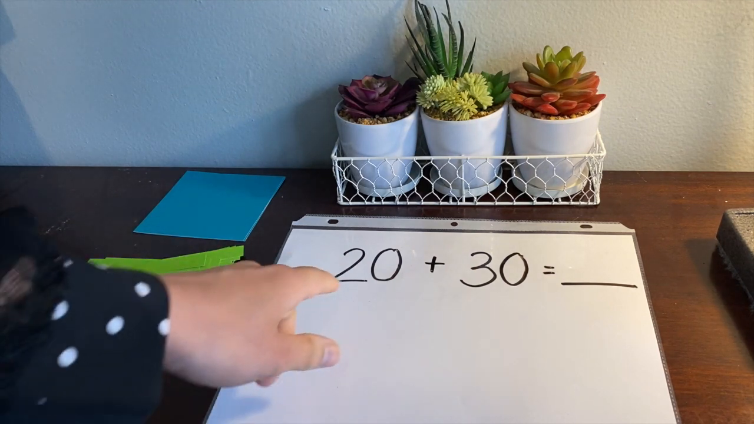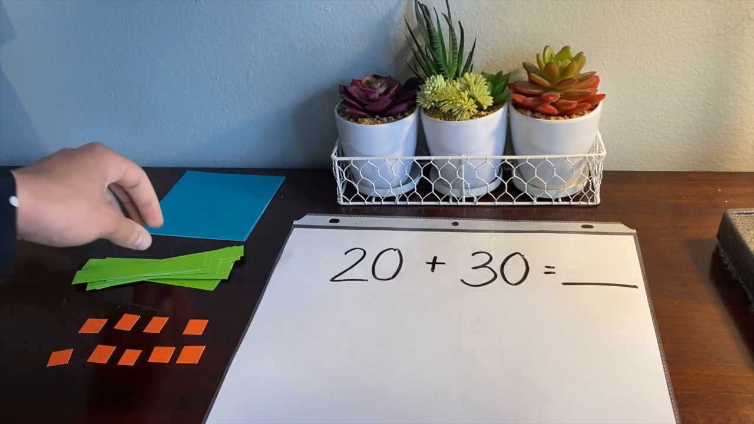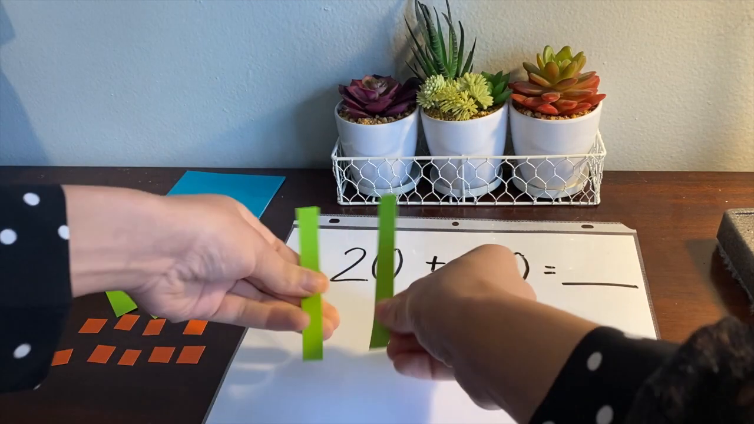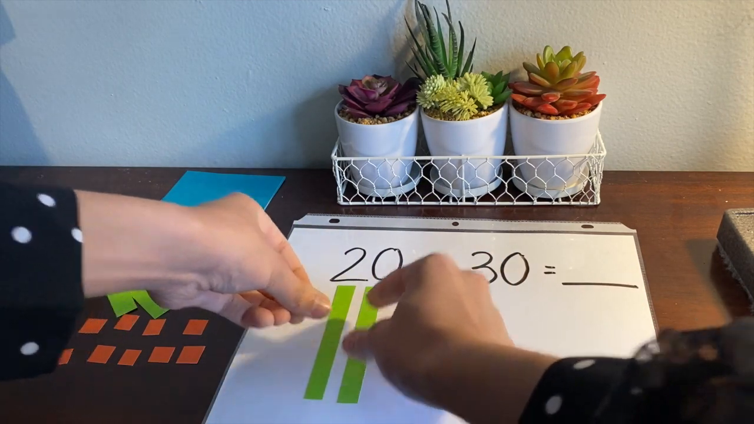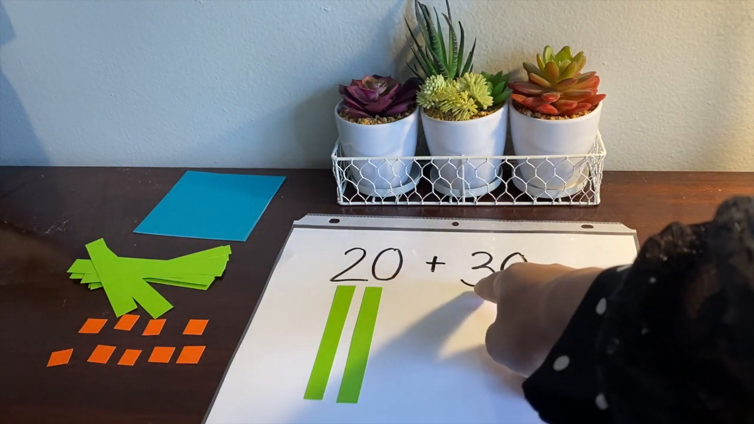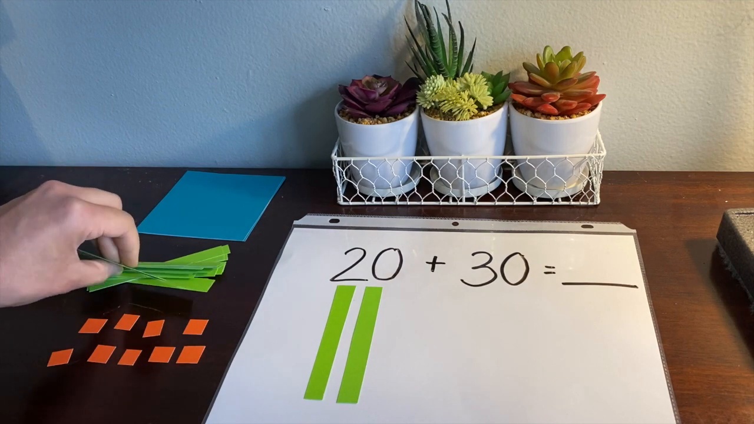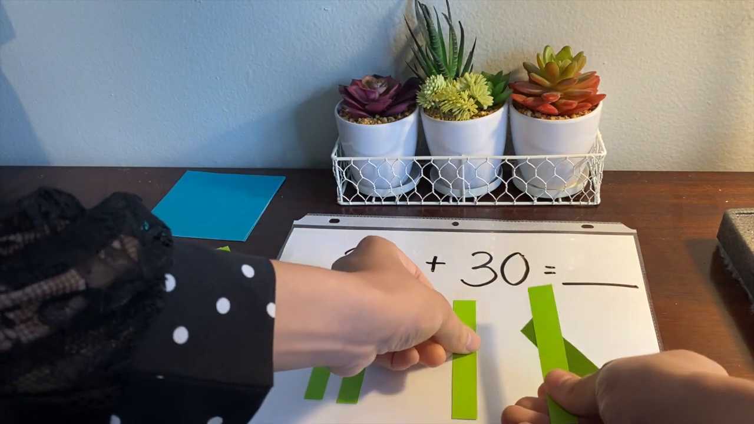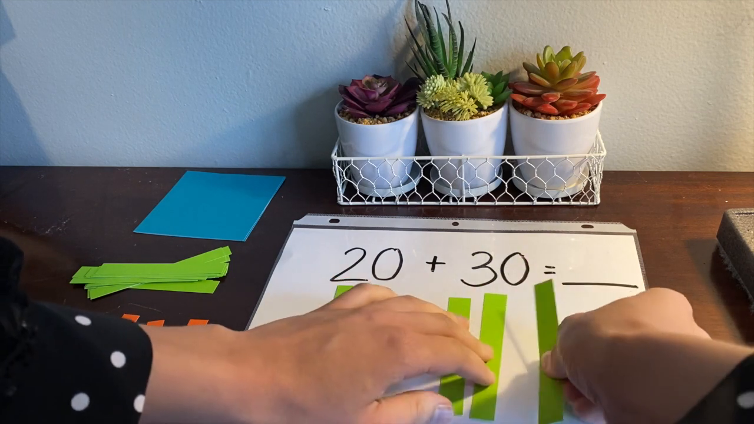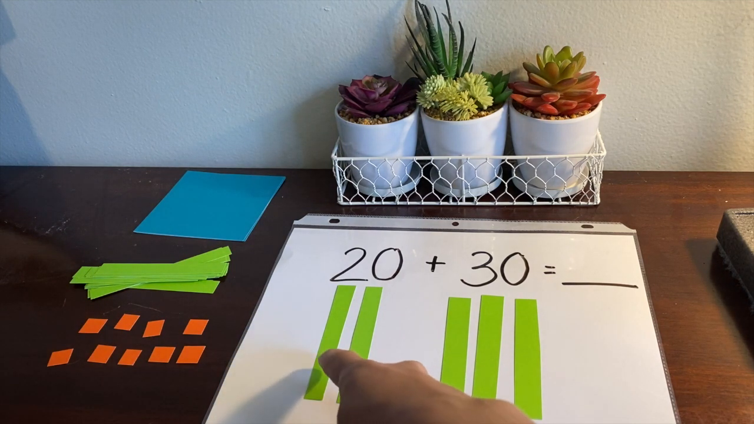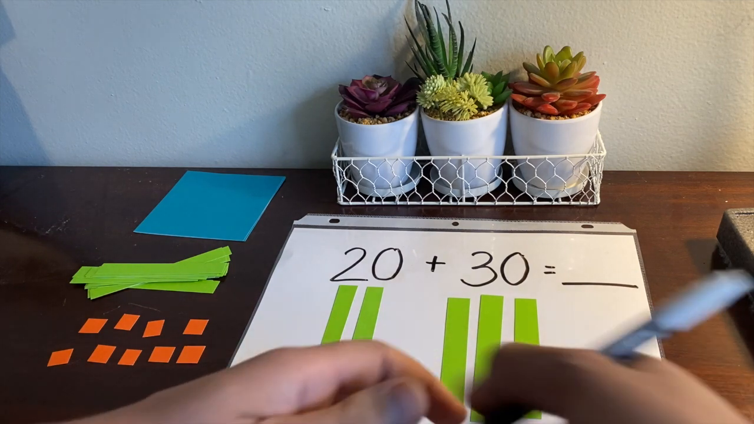To make the number 20, I noticed that I'll need 2 tens, but there are 0 ones, so it will look like this. To make the number 30, I noticed that there are 3 tens and 0 ones, so the number will look like this. In order to find the total, we can count by tens with our 10 sticks to solve the problem. 10, 20, 30, 40, 50.